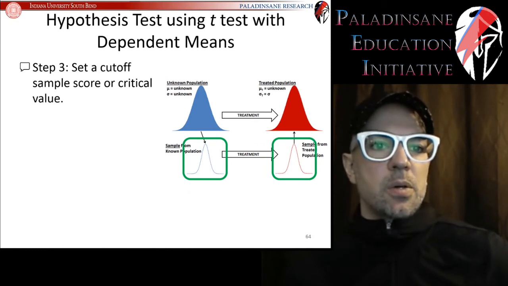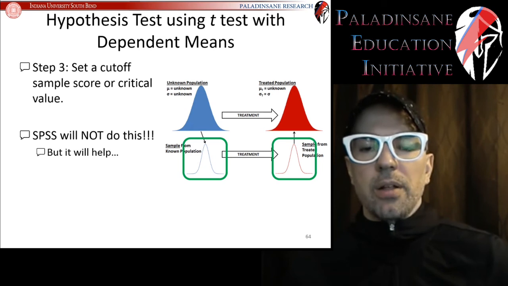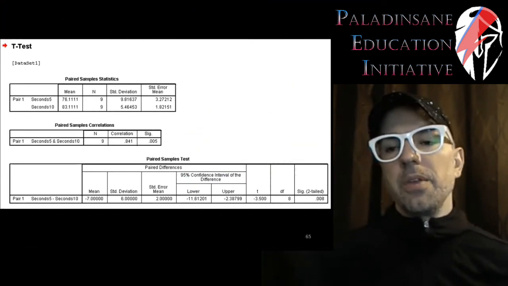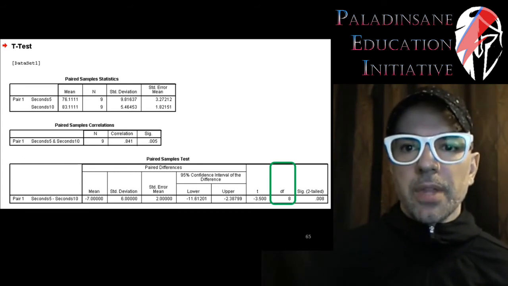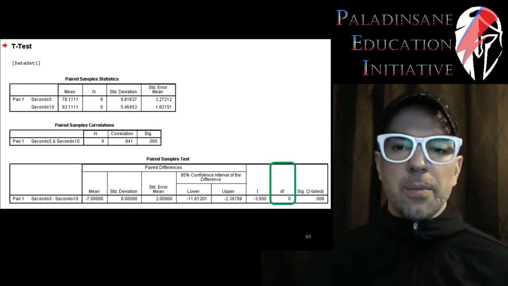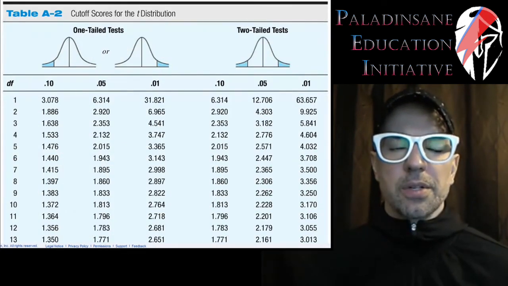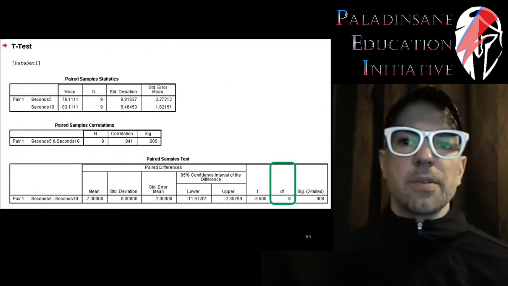So set a cutoff score, sample score, or critical value. SPSS will not do this, but it will help. And the way that it helps is it lets you know how many degrees of freedom you have. So SPSS lets you know that we have 8 degrees of freedom. So we can go to the table that we've encountered, the cutoff scores for t-distributions, and we can go through the process now knowing that we have 8 degrees of freedom.